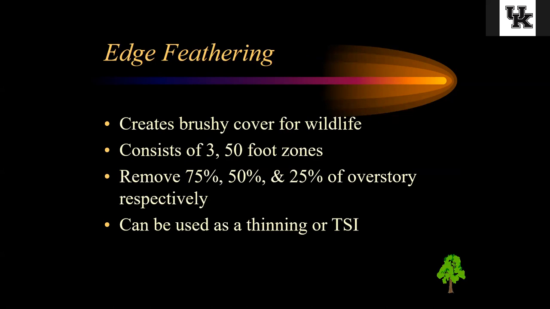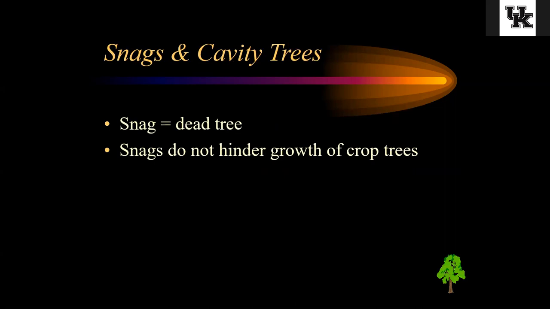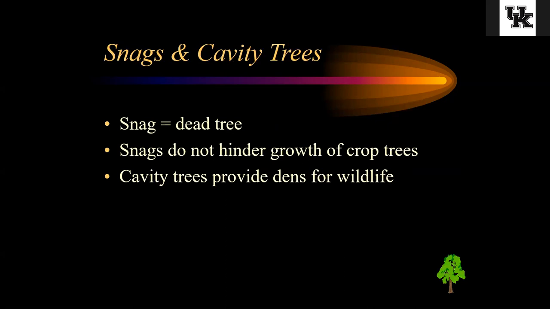Snags and cavity trees. A snag is a dead tree, and they have no effect on the growth of other trees because they do not compete for sunlight. The cavity trees provide important dens for wildlife or nesting sites. These can range from squirrels to owls to different types of woodpeckers. Lots of critters use nesting cavities. And so having at least a couple or a few of those per acre is an excellent idea.